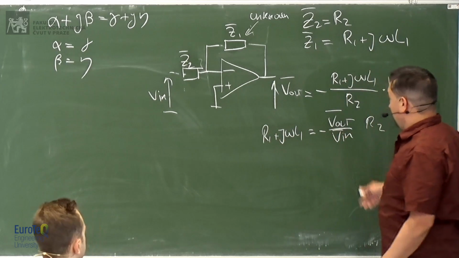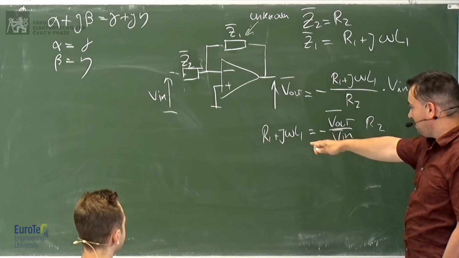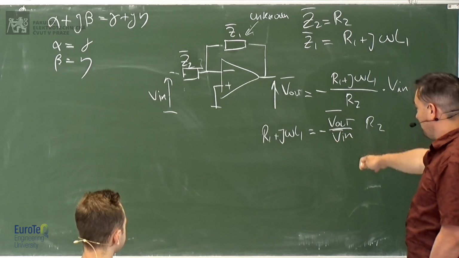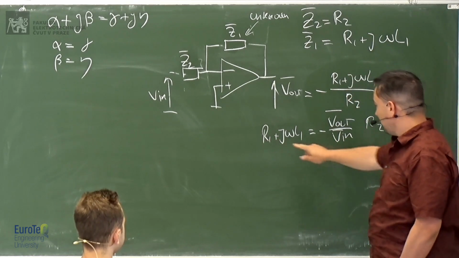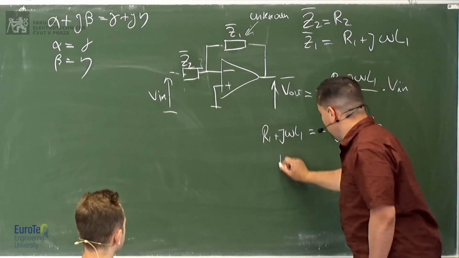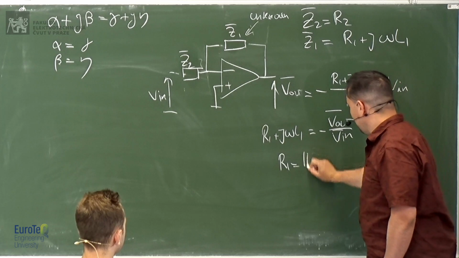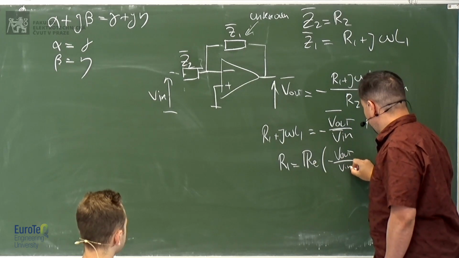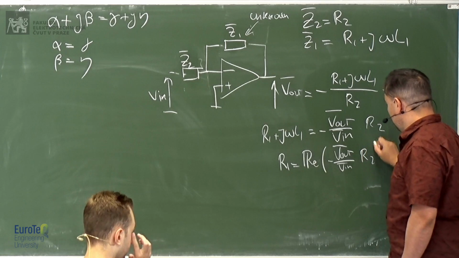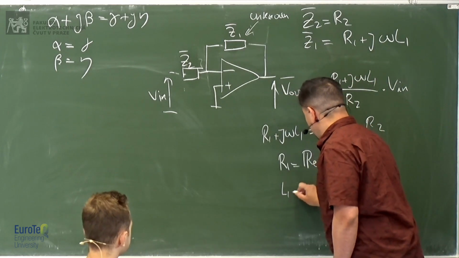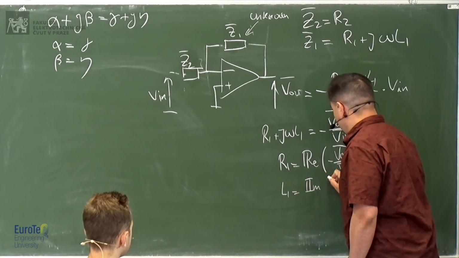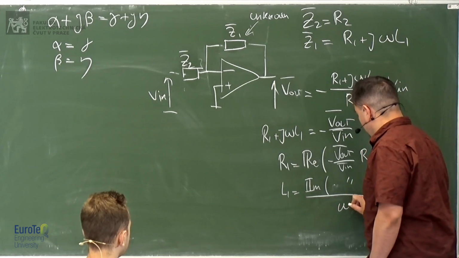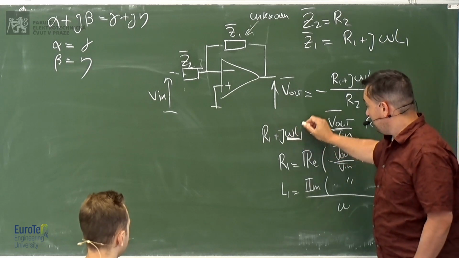Okay. And here it's the same. We have a complex equation, which means that we have two scalar equations. So the real part of this equation must be equal to the real part of this equation. So R1 is equal to the real part of negative V out divided by V in times R2, and L1 is equal to the imaginary part of the same thing divided by omega, because j goes in the imaginary part, okay?